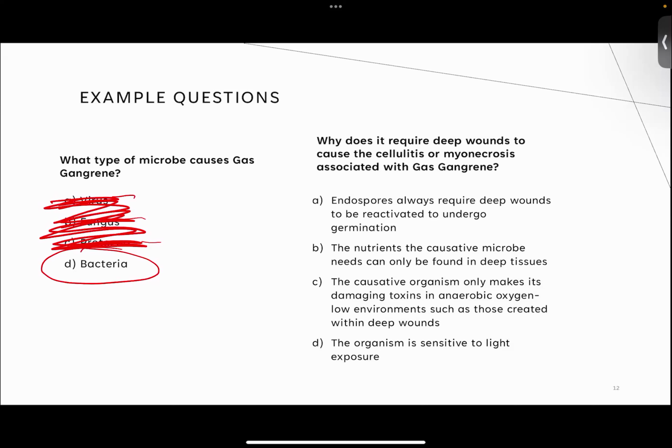Protozoa, do they make endospores? You might be sitting there thinking, I thought they did, though. They do not. They make cysts. These are like endospores, but they are for protozoa. They get their own term. Endospores themselves only apply to bacteria.